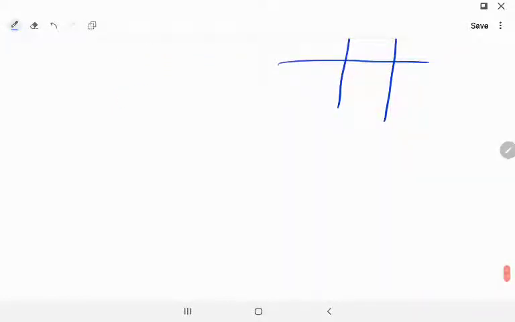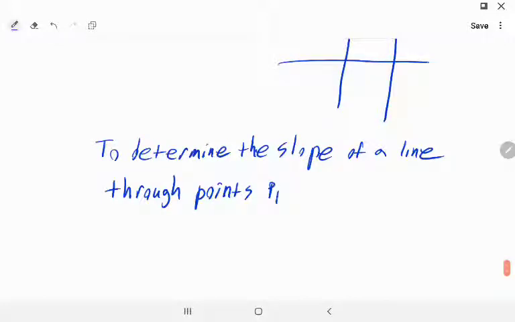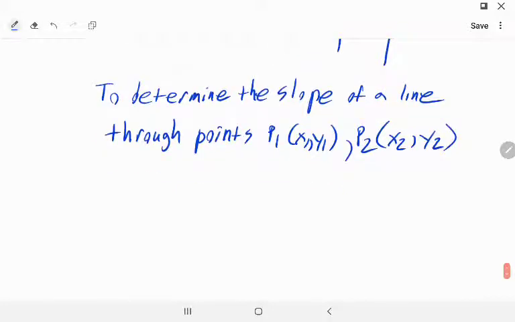So, to determine the slope of a line through points P1 given by (x1, y1), and P2 given by (x2, y2), we know that we use the letter m to indicate slope, equals y2 minus y1 divided by x2 minus x1.